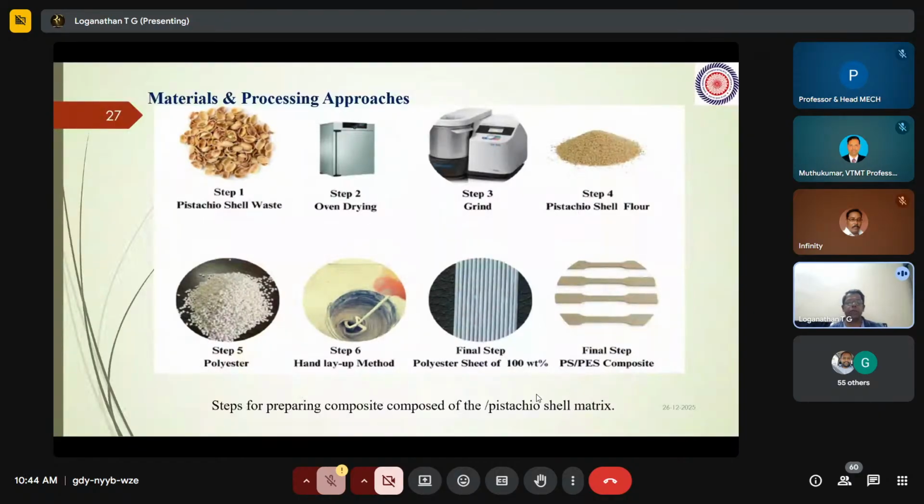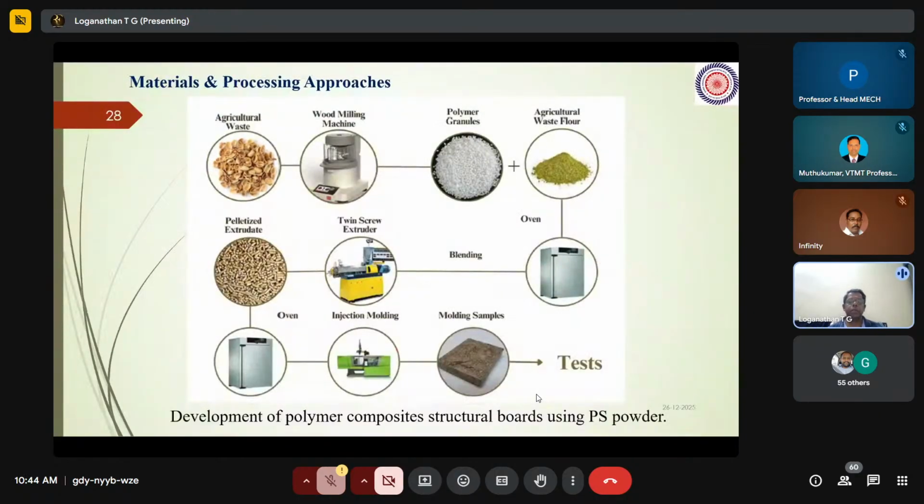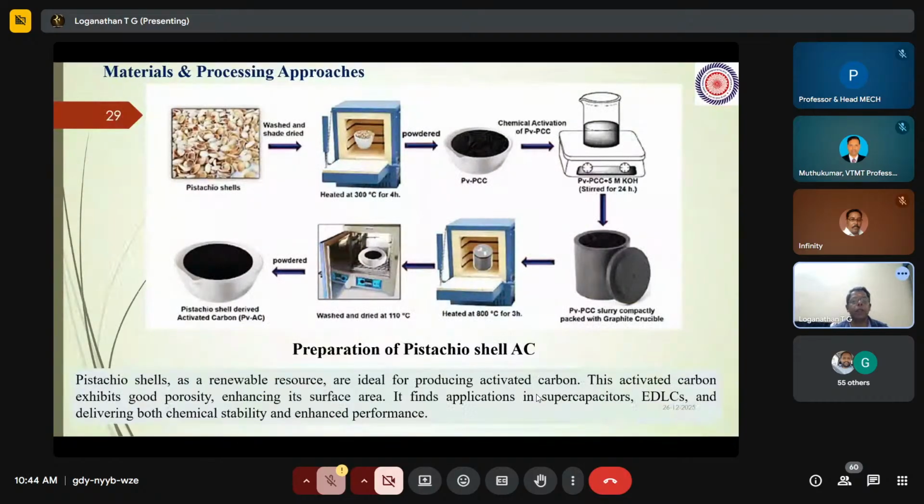industries and institutes. This is another processing where you can see that the same pistachio shell is transformed into a structural board. See the product. Previously, they were using it only for testing, and later, understanding that it has good ability, they are using it as a structural board, which can even be used for construction purposes.